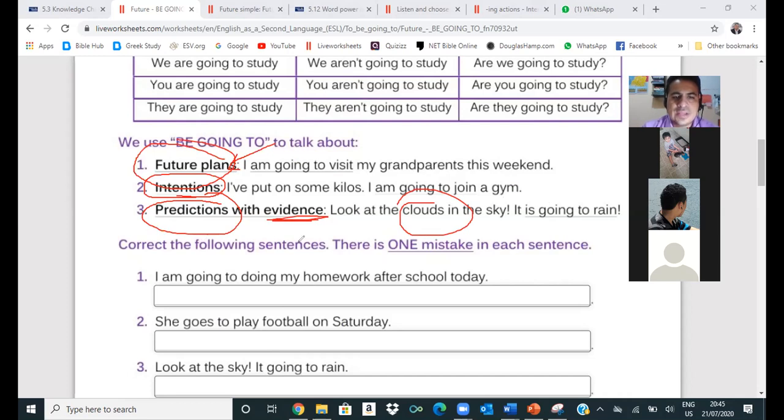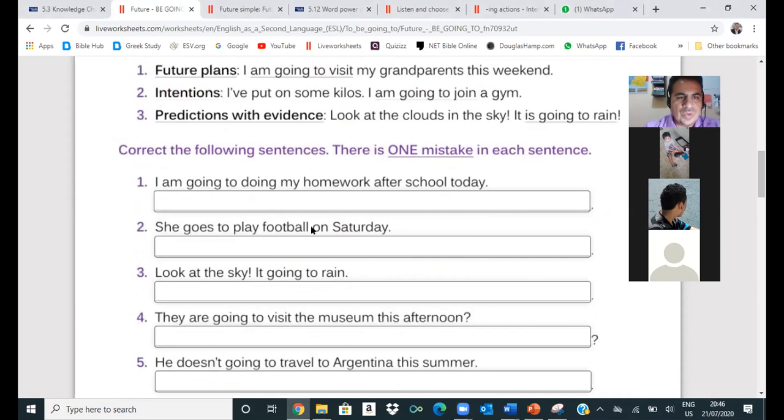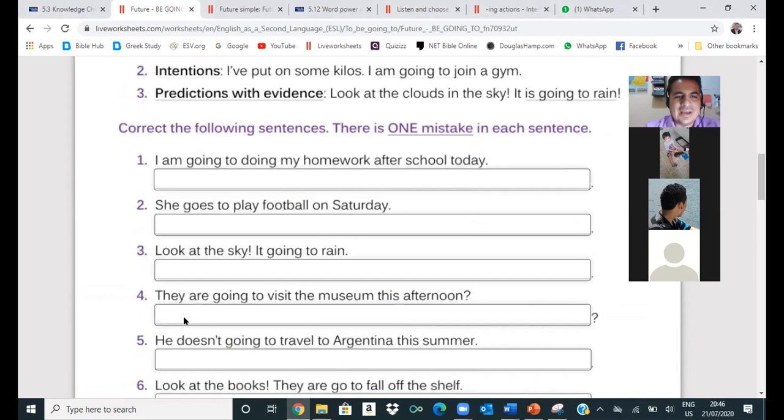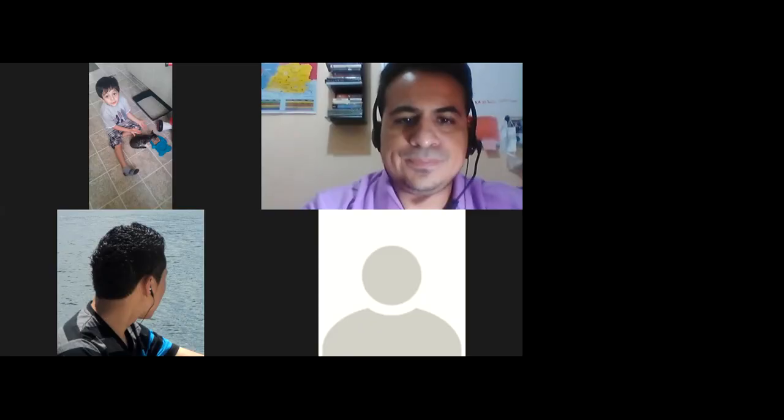It says, correct the following sentence. There is one mistake in each sentence. So, la vamos a escribir de nuevo, pero correctamente. We have 15 minutes, so I want to work on this sheet. We're going to do questions 1 through 6. There is a mistake, hay un error. You have to change it. Algo le falta, algo está extra. I'm going to send you this sheet in WhatsApp so that we can work on it.